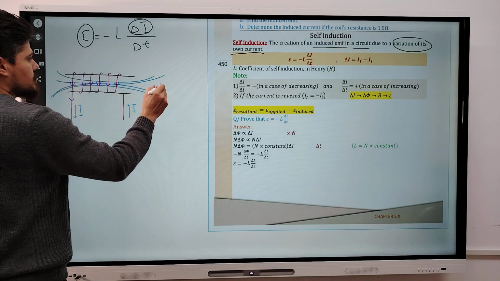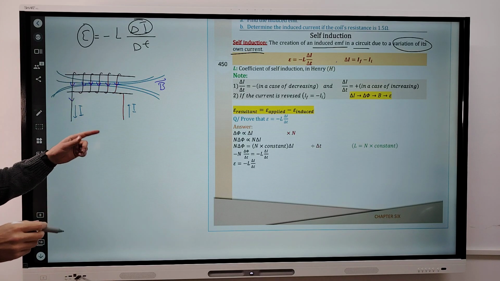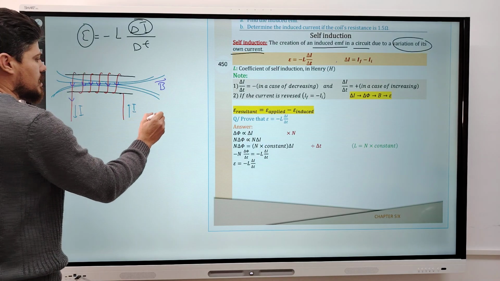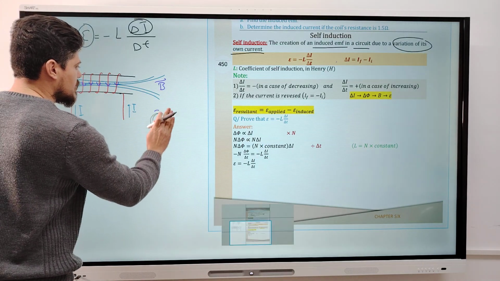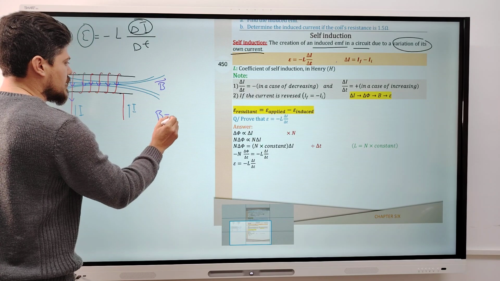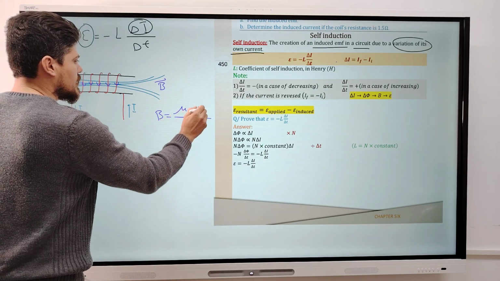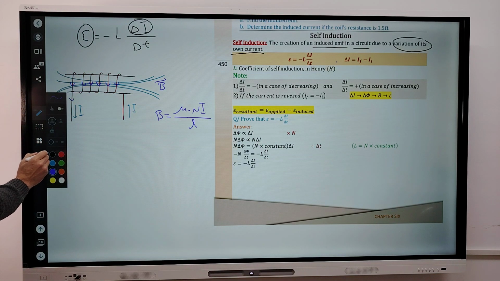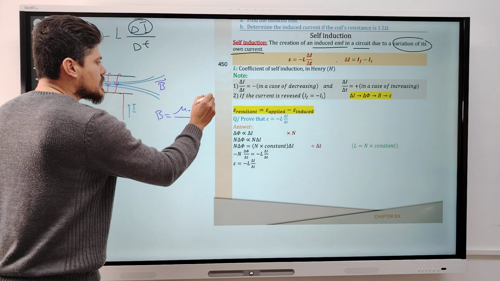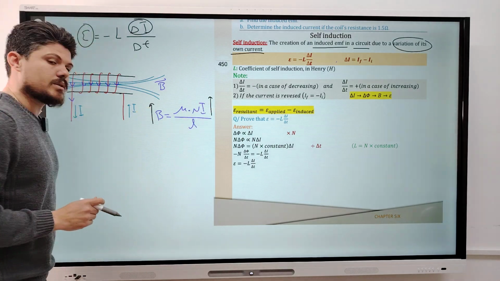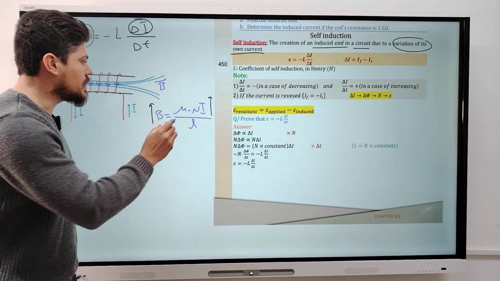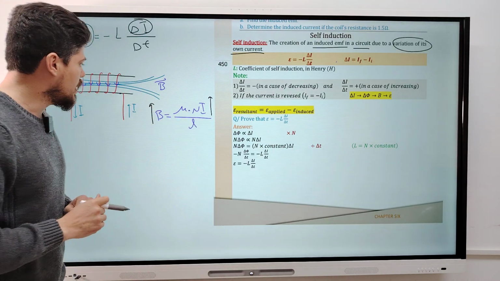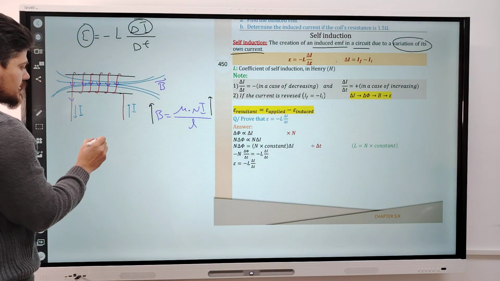So here this is the magnetic field. When the current is carried into this wire, the magnetic field is produced. According to this equation, the magnetic field is equal to mu naught N I over L in a solenoid. According to this equation, what is the relation between the current and magnetic field? It is directly proportional. When the magnitude of the current increases, what happens to the magnetic field? It also increases.